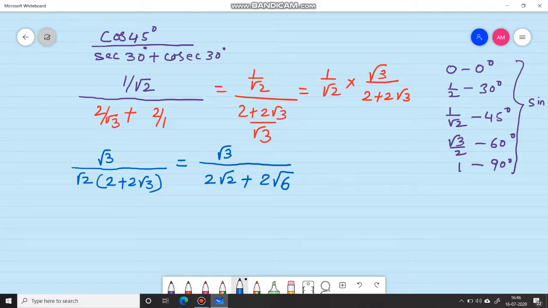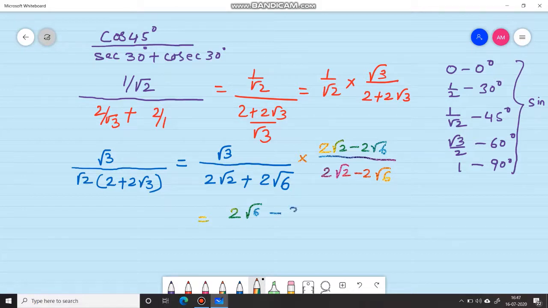Now what we can do? We can just rationalize this. Okay? To rationalize this, what you have to do? You have to just multiply the numerator by 2 root 2 minus 2 root 6 and the denominator also with 2 root 2 minus 2 root 6. Okay. Now see what you are going to get. Root 3 into 2 root 2, that will give you 2 root 6 minus 2 root 6 minus 2 into, in the bracket it will give you 2 root 18. Okay. See 3 and 6.